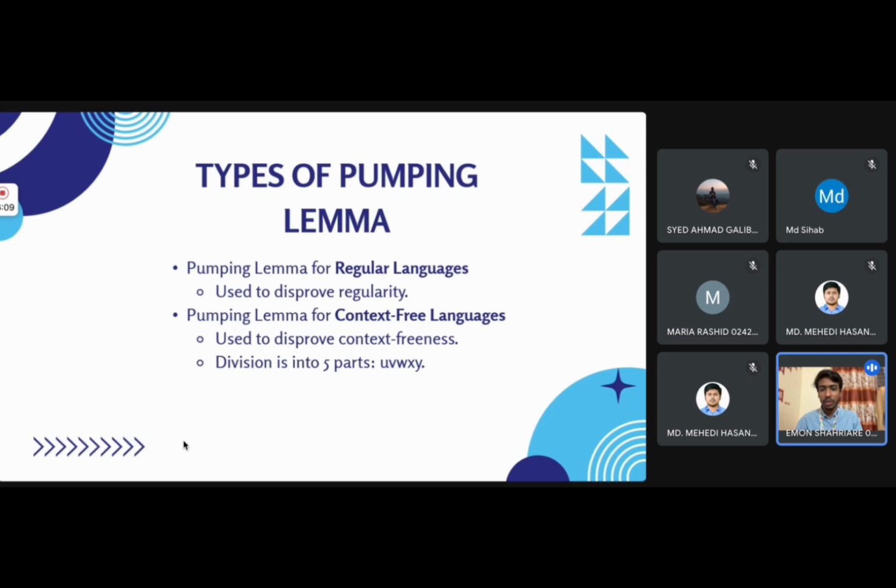Now I will discuss the types of pumping lemma. There are two types of pumping lemma. The first one is the pumping lemma for regular languages, which is used to disprove regularity. The second is the pumping lemma for context-free languages, which is used to disprove context-freeness and involves division into 5 parts, W X Y Z. Next slide, please.